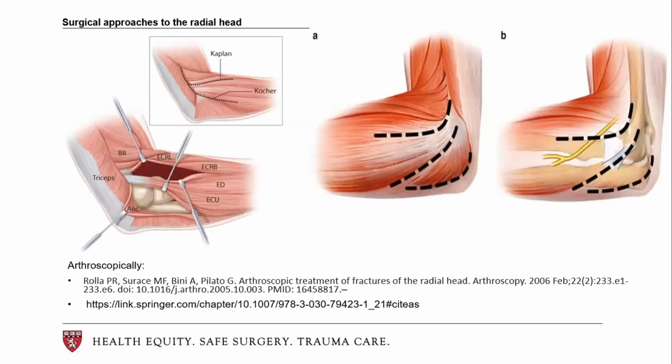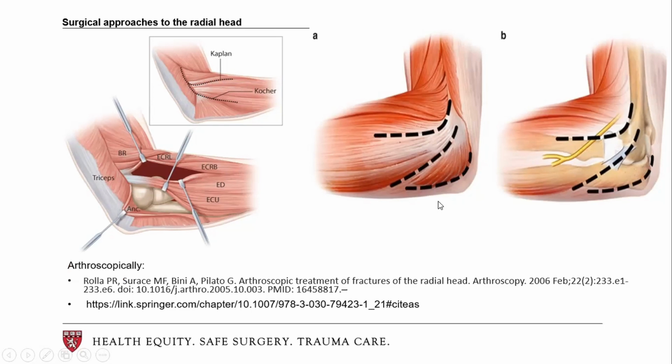There are several approaches that can be utilized to approach the radial head. Common ones are Kaplan, Kocher. There's also a Boyd's approach. So the Kaplan utilizes the interval between ECRL and EDC. The Kocher's approach is between the anconeus and the ECU. And the Boyd's approach is between the anconeus and the ulna.